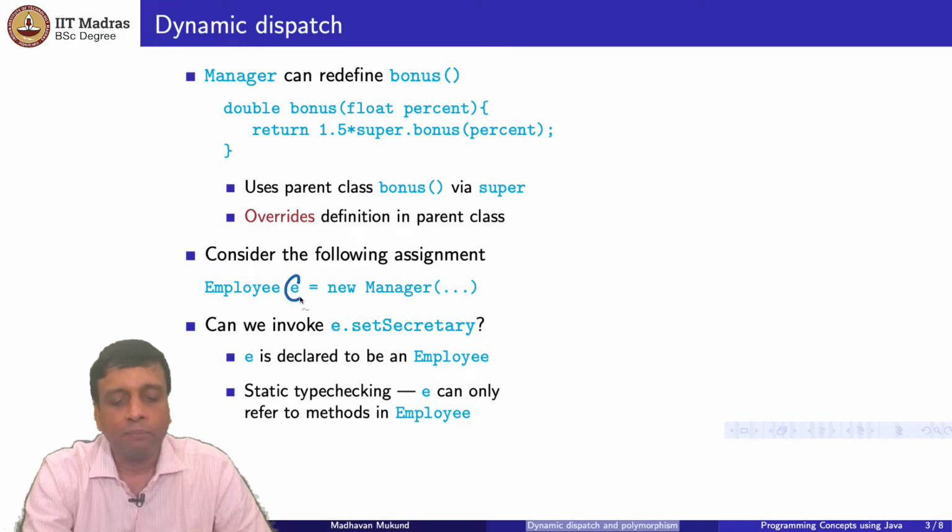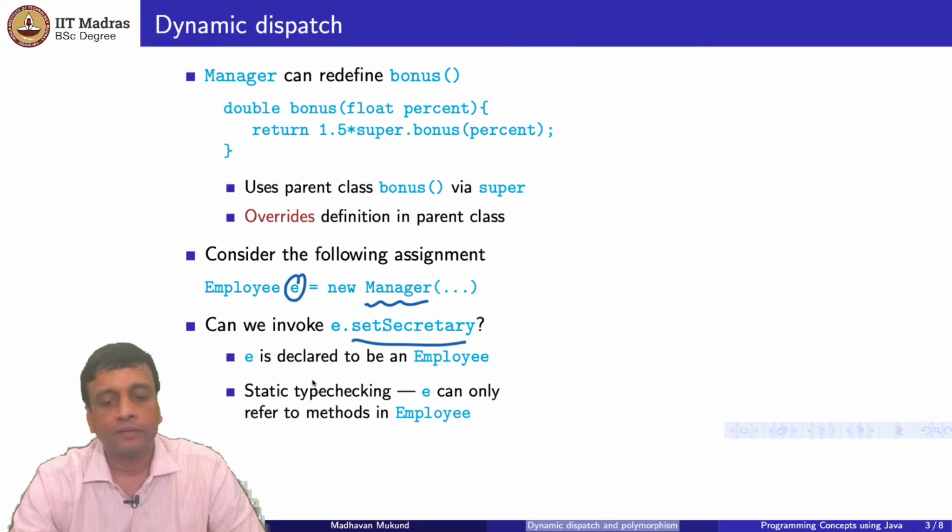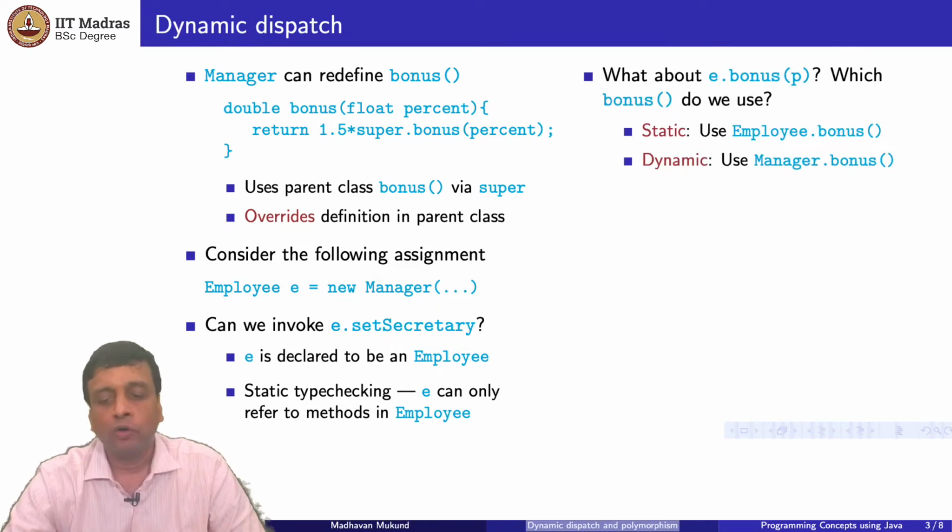So can we take this employee which we know to be a manager, and invoke set secretary on it? Now the problem with this is that E in general is declared to be an employee. So as far as Java's type checking system goes, the employee class has no set secretary method. So if I call E.setSecretary, statically it will be illegal, because E as a type doesn't have that method. So static type checking will not allow this. But of course we know that manager is actually the type of the object at runtime, because that's how we have assigned it. So how do we get that?